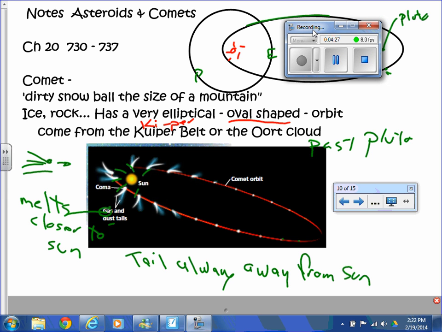Questions about comets? Yes. It's a flipped lesson. Recording it right now. Yes, kind of. You could do your project on comets and talk even more about it.